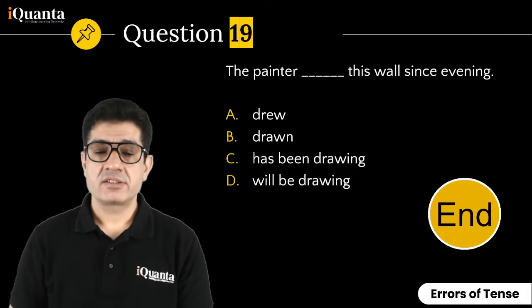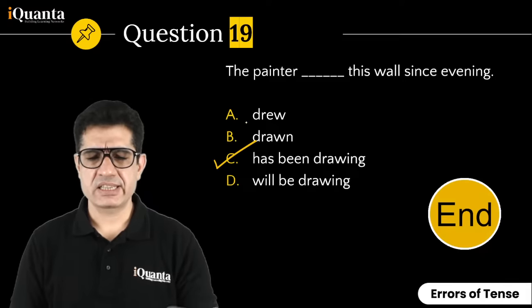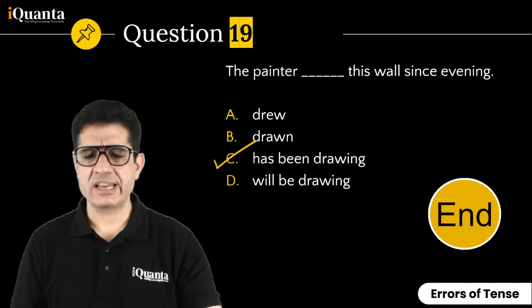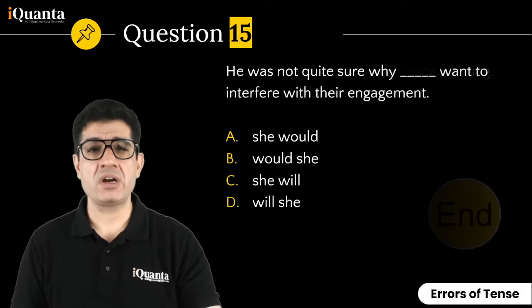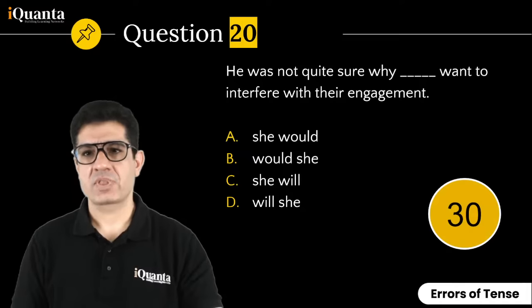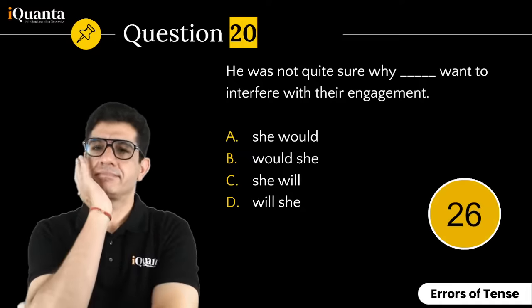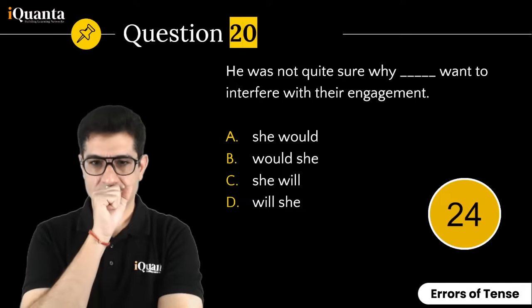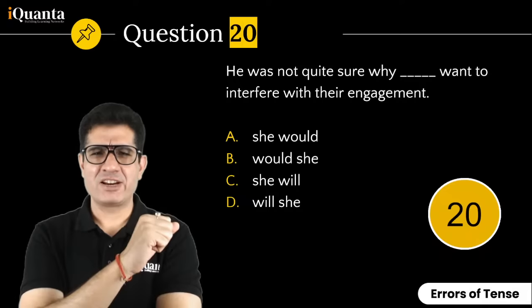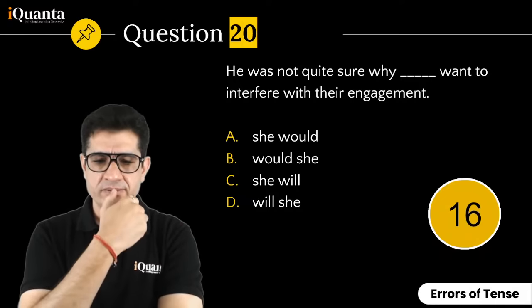So the correct answer for question number 19 is option C, and since everybody has managed to get this right, we can move over to question number 20. Anindita, I'd be very eager to see your answer for 20th. Vamsi, bata.